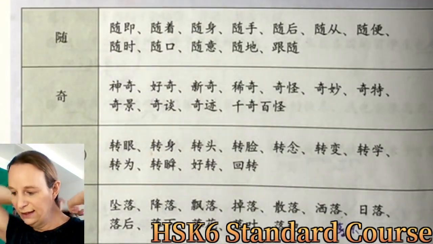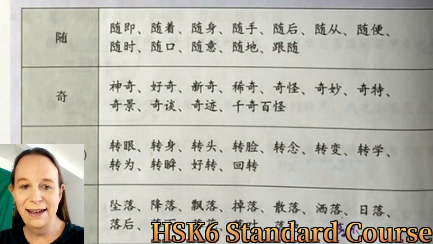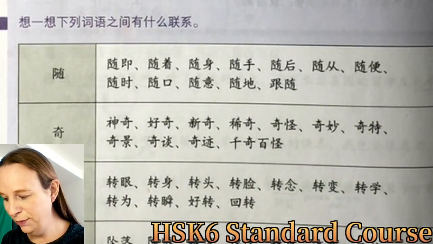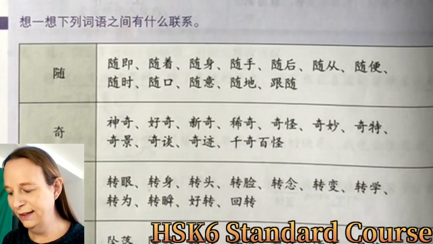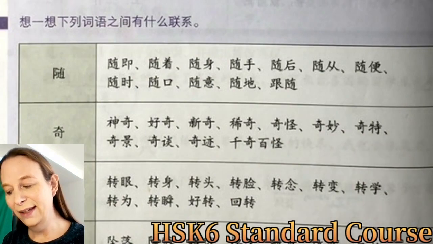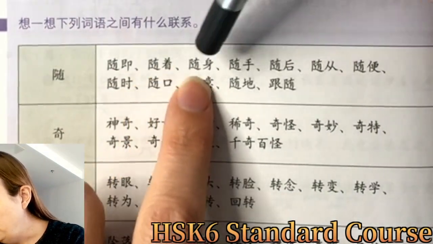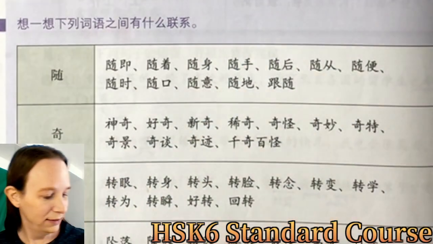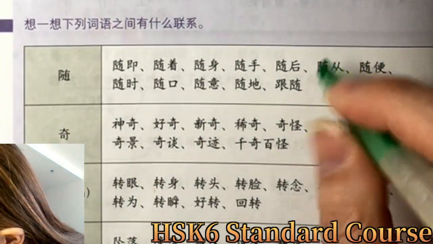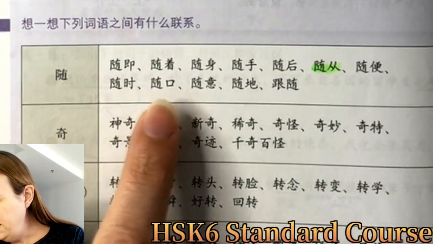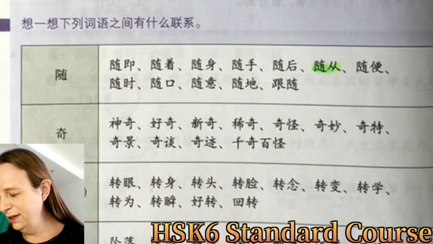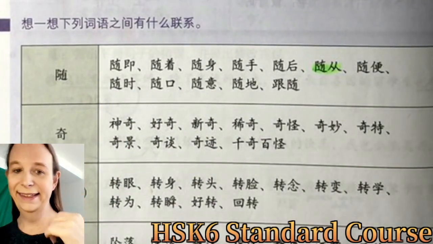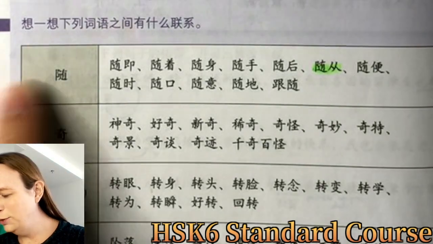Sui. Okay, sui. Sui means... What does it mean? Like arbitrarily or freely or something? Okay, there's quite a few words using this. So let's do them. I don't think they're all that closely related. 随即, 随之, 随身, 随手, 随后, 随从, I don't know that one. 随便, 随时, 随口, 随意, 随地, 跟随. All right, so I think some of them have different meanings. I don't think 随 means the same thing in all these words.